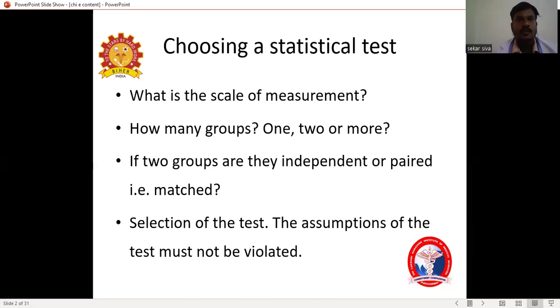It is called ordinal. Before choosing the statistical test, we want to know what the scales of measurement are, how they are measured, how many groups are in that scale, and whether the groups are independent or paired or matched. In selecting the test, the assumptions of the test must not be violated. Each test has some assumptions. First, we have to focus on assumptions. Once the assumptions are violated, we cannot run the statistical test.